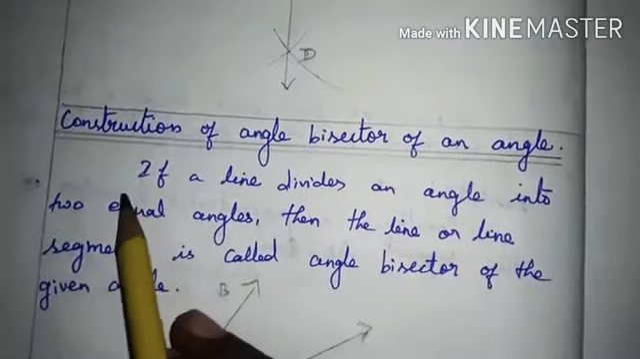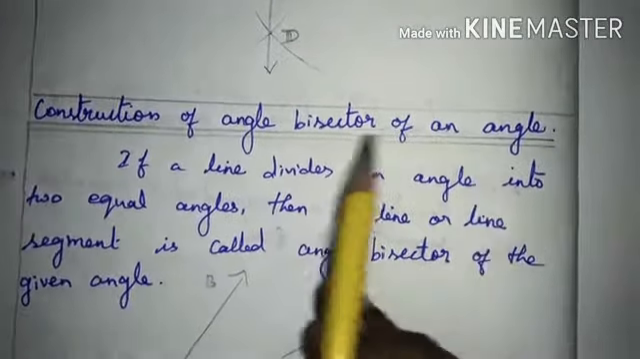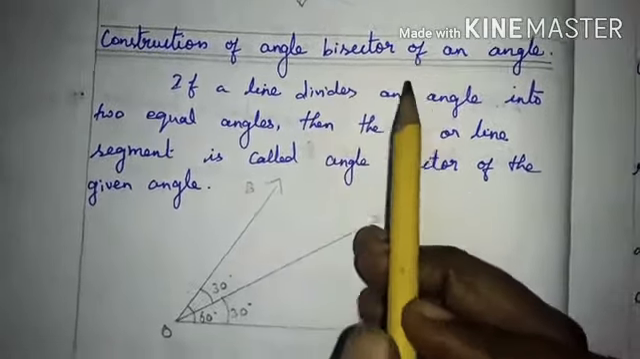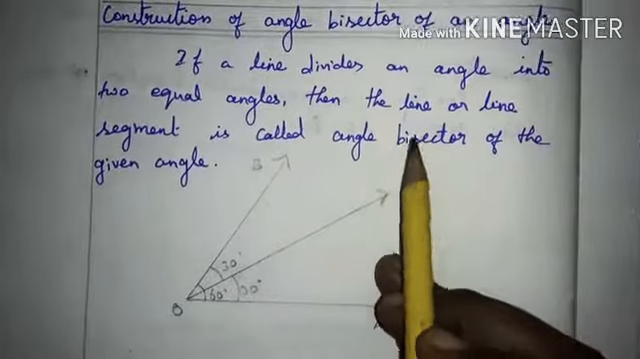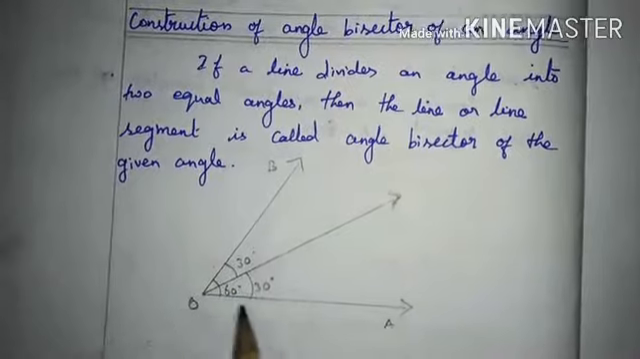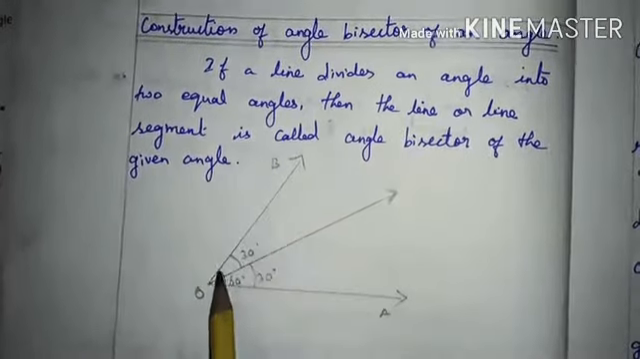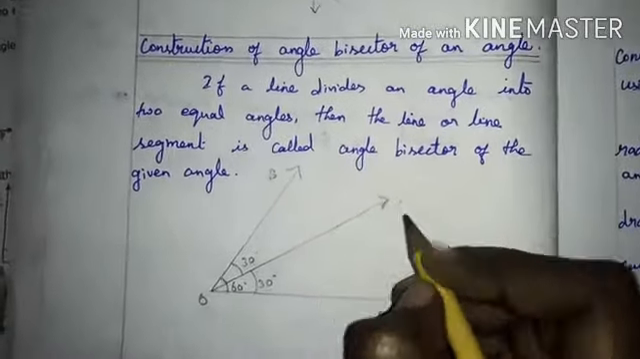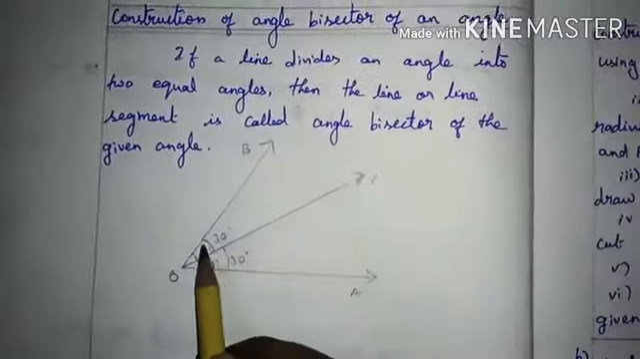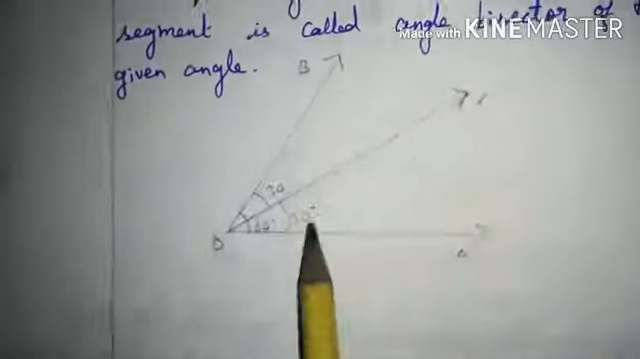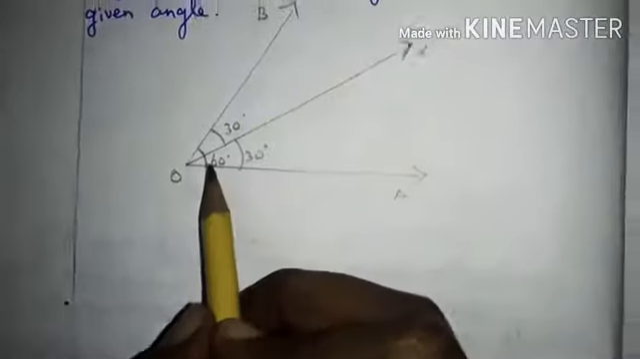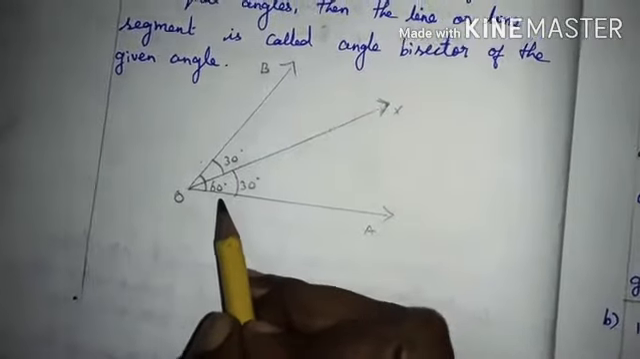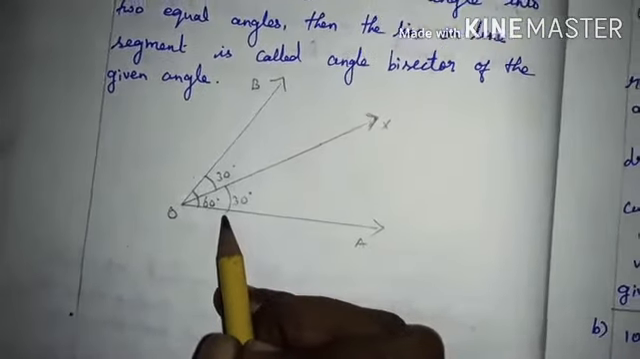Now let's see the construction of the angle bisector of an angle. An angle bisector is a line which divides an angle into two equal halves. Here the angle AOB is given as 60 degrees and we draw a line OX which divides the angle AOB into two equal halves, AOX 30 degrees and XOB 30 degrees. If a line divides an angle into two equal angles, then the line is called the angle bisector of the given angle.